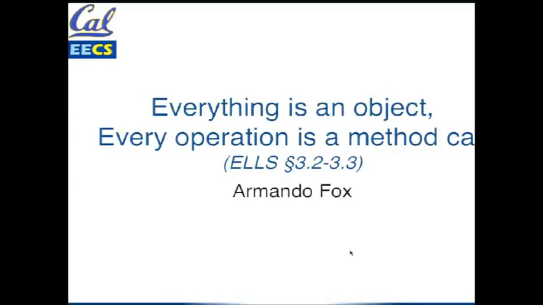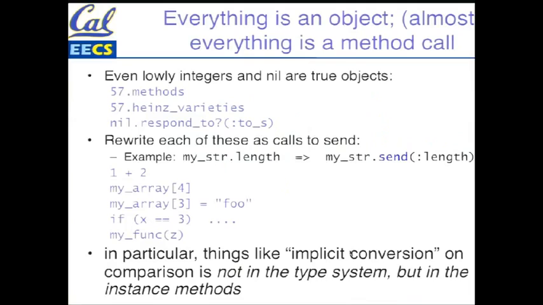Okay, let's get to some good intellectual meat here. Everything is an object, every operation is a method call. This is, for me, kind of what disentangled the language for me, and I hope it will do the same for you. Okay, so what does this mean? Everything, even the lowliest integer, is a true object.